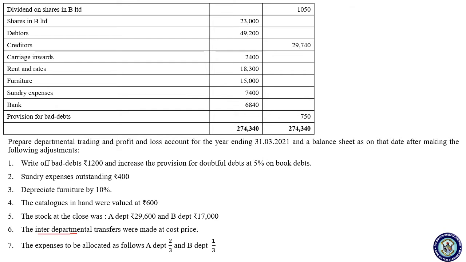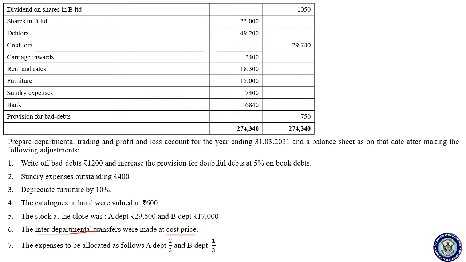Now there is an inter-departmental transfer which is made at cost price. This is very important: why it is cost price, and what are the changes in the practice if it is sold at selling price instead of cost price. Cost price means the rate at which you produce the goods, and you transfer the goods at the same rate. There is no adding of loading price. So when it is transferred at the cost price, you are not supposed to calculate stock reserve.